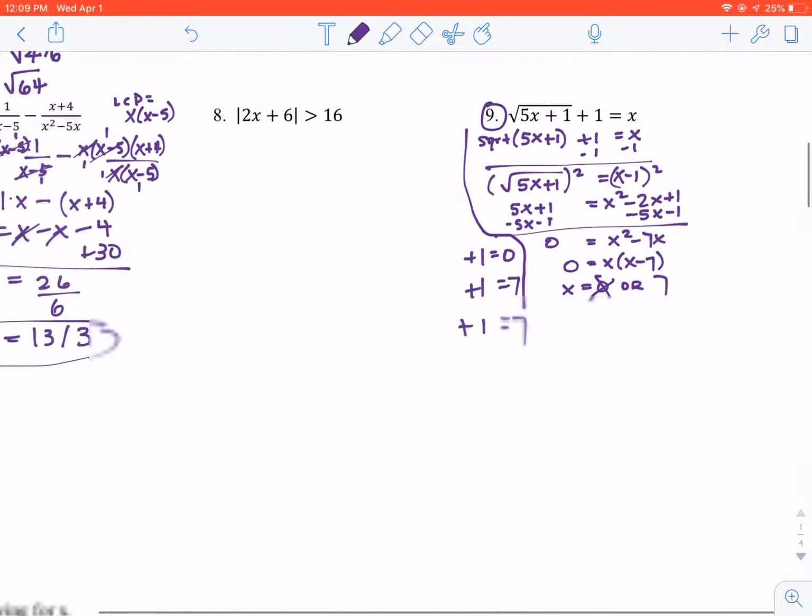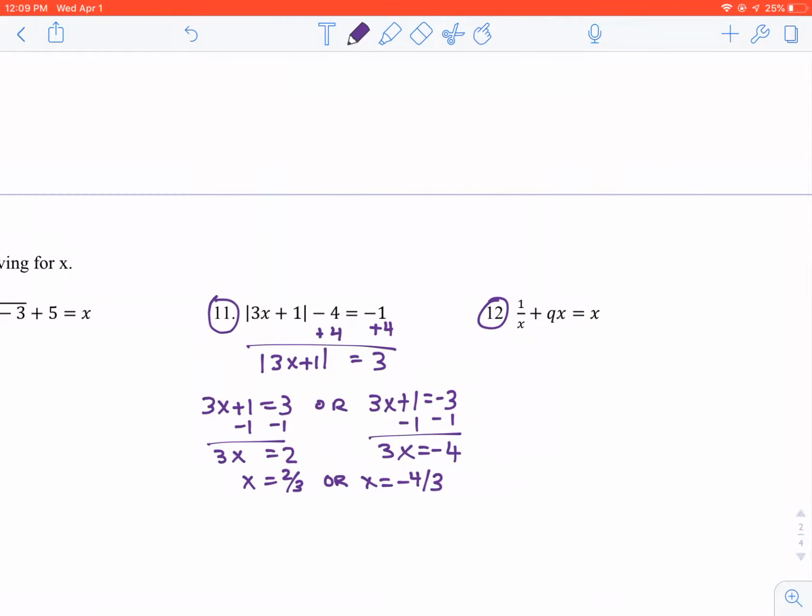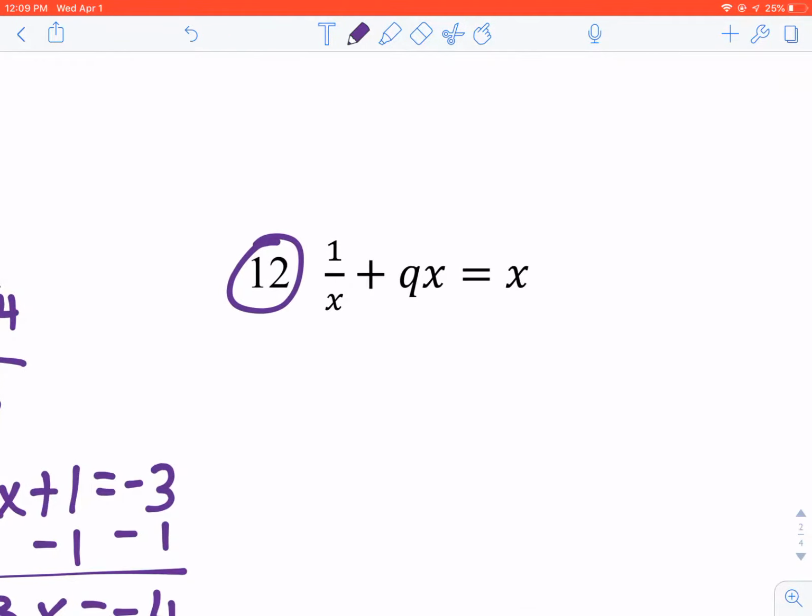All right, so those are the fraction ones. Oh, here's one with a fraction. This one's got fractions and letters, which is super awesome. But I'm going to do the same thing. I'm going to multiply by x, because that's my LCD.